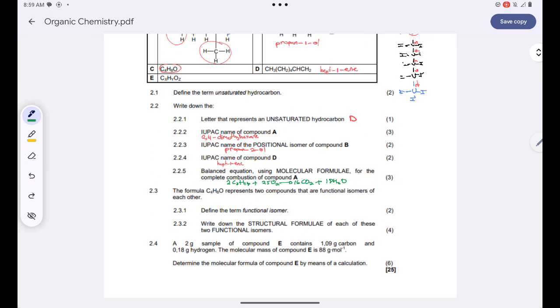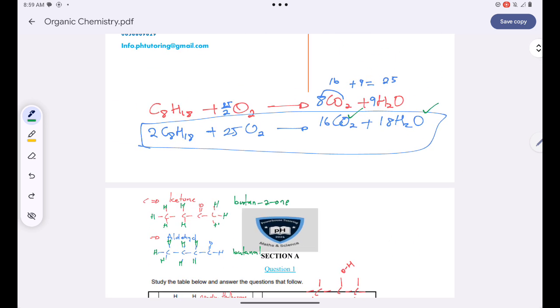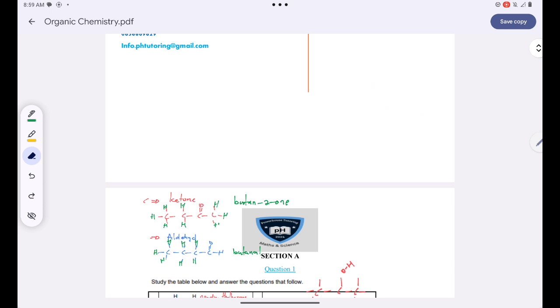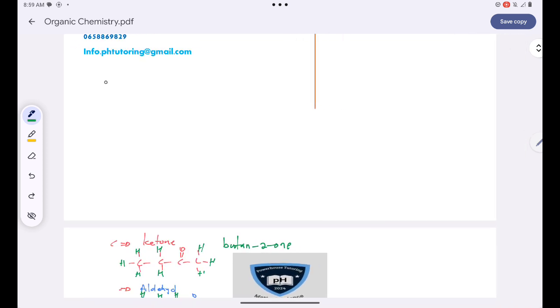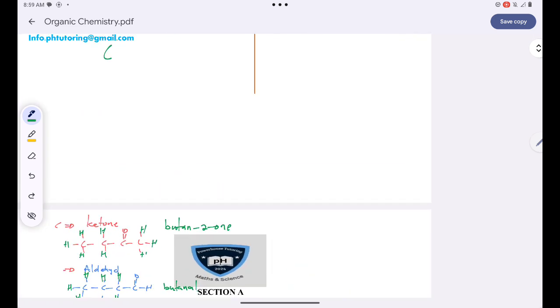We can get the molecular formula of compound E by the use of the empirical formula. Empirical formula, guys, is taught in grade 11, but not actually in grade 10, but it is applicable even here in grade 12. The compound is CxHyOz.